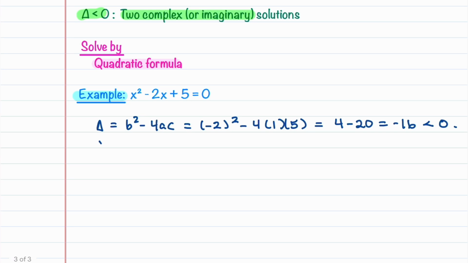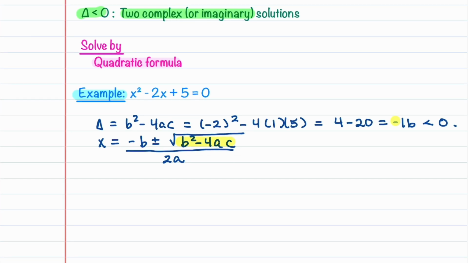Let's again write down our quadratic formula. X is equal to negative b plus or minus the square root, b squared minus 4ac, all divided by 2a. And then again, let's just remind ourselves that what is inside the square root is the discriminant, and we found that that was equal to minus 16. That way we don't have to calculate it again.